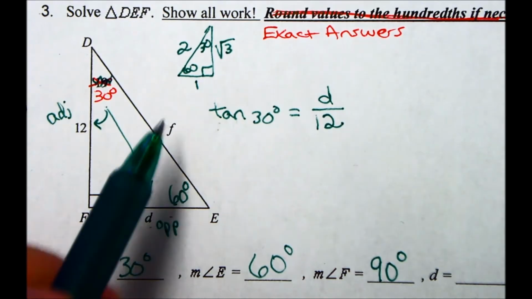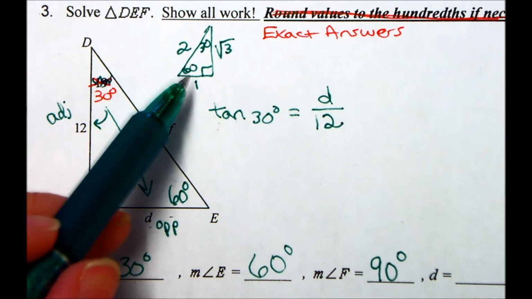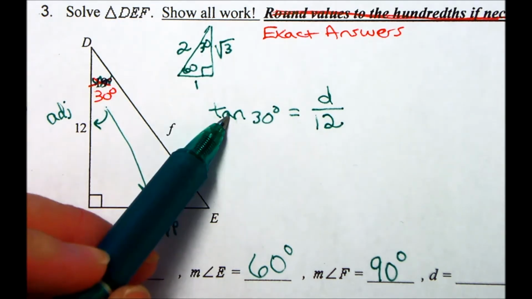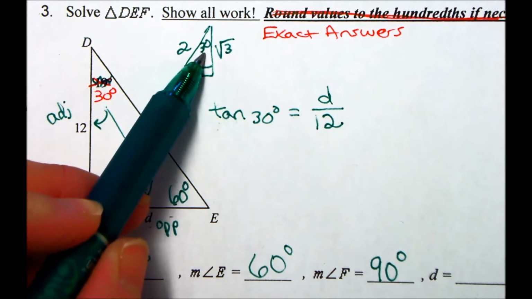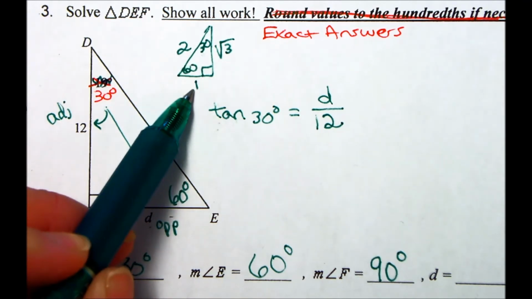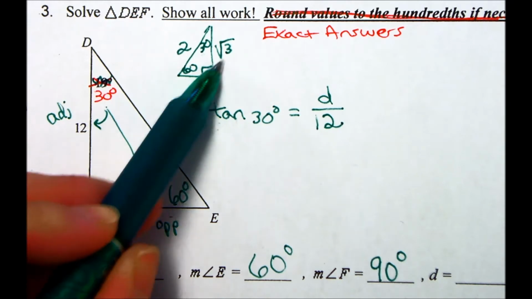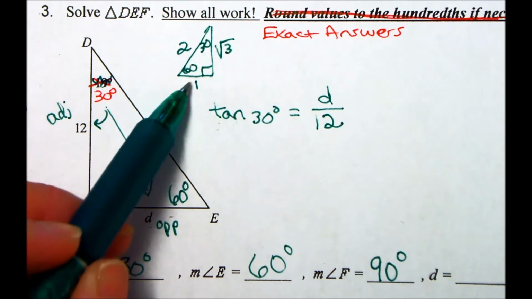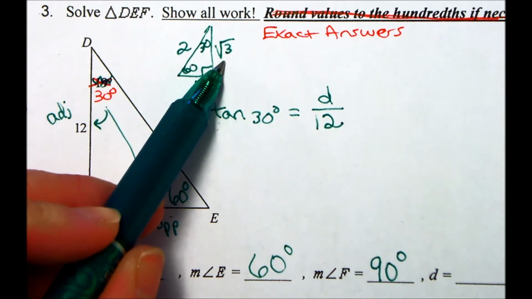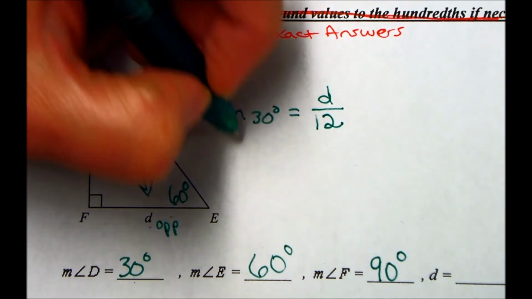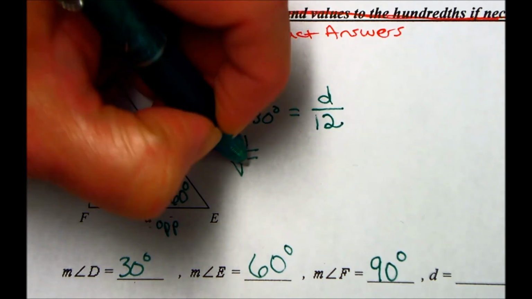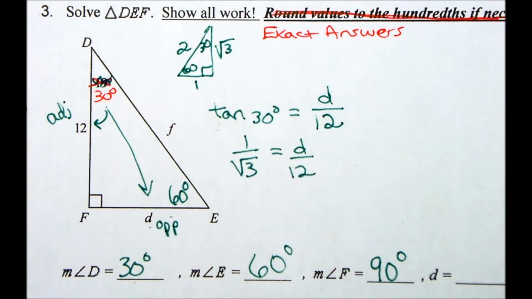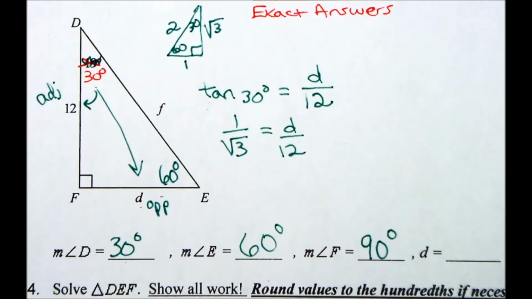Okay, so if I look at my reference triangle here, if I want to figure out what tangent of 30 degrees is, look at your 30-degree angle and then set up a proportion of opposite over adjacent. So tangent 30 degrees is going to equal 1 over the square root of 3. So I can rewrite this tangent 30 degrees as 1 over the square root of 3. Now it's a matter of cross multiplying and solving for D.